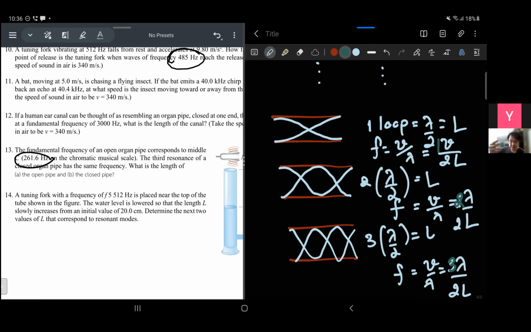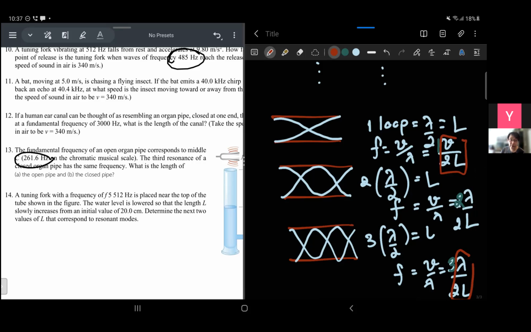Does that make sense? Okay, because it's triple your fundamental frequency. The frequency is 3 times. So it's also the third harmonic.